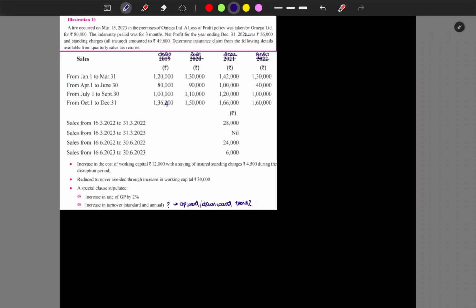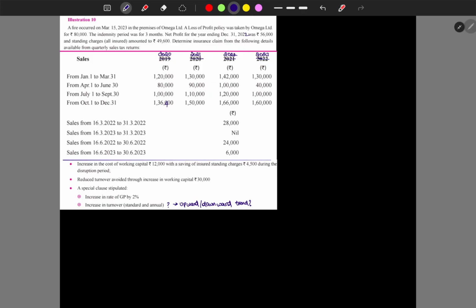Hey guys, welcome back. In this video, we are going to see one comprehensive problem from insurance claim under loss of profit. This is one of the comprehensive problems from loss of profit. With this problem we can cover any kind of problems from loss of profit. And this question has eliminated a few parts of the problem, so I have included this area.